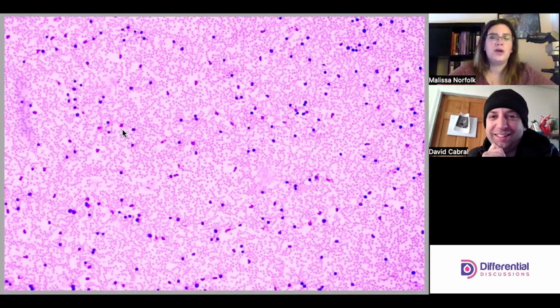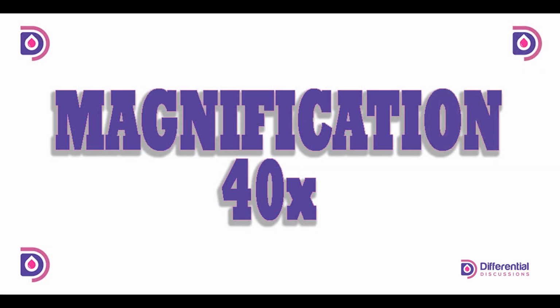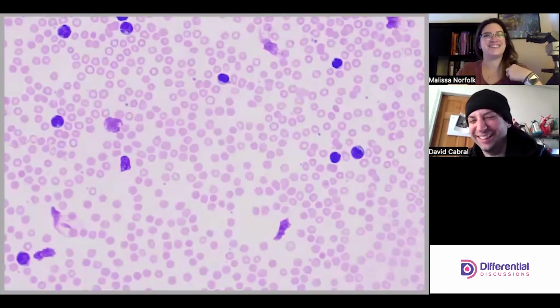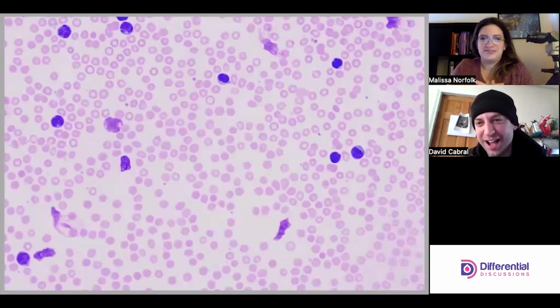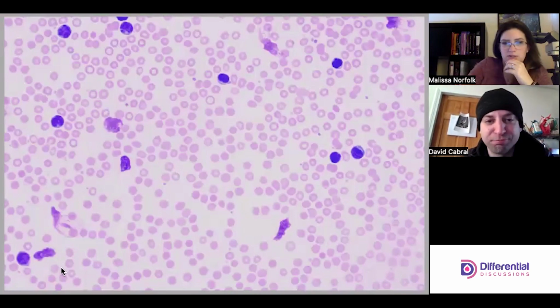All right. So now what we're going to do is we're going to drop down to 40 so that we can see a little bit closer. All right. So here's 40x. We're back in higher magnification. Yep. So we can see the nice smudgies up close and what they look like.